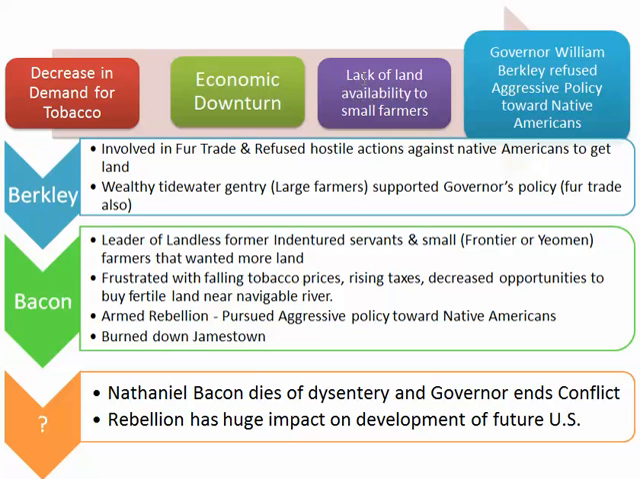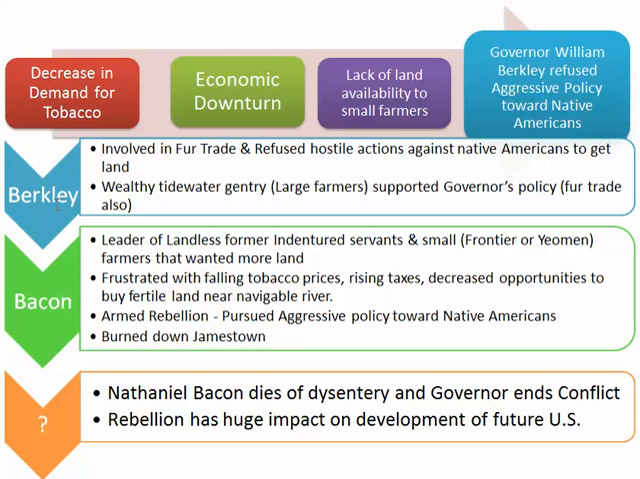So as a result, there's going to be a lack of land availability to small farmers. And then the governor of Virginia, his name was William Berkeley, he refused to have an aggressive policy toward Native Americans like Powhatan and other tribes. And why did he refuse to have that aggressive policy?